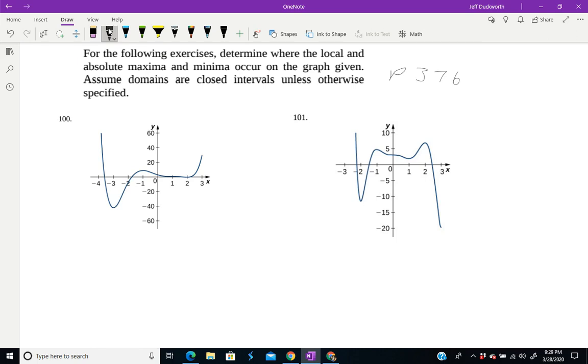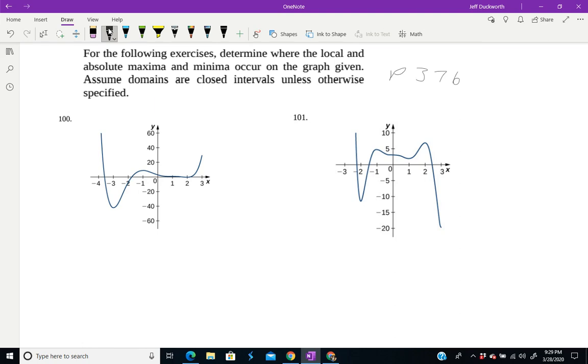So first of all, our instructions. For the following exercises, determine whether the local and absolute maxima and minima occur on the graph given. Assume domains are closed intervals unless otherwise specified. So we're going to assume that these are all closed intervals.